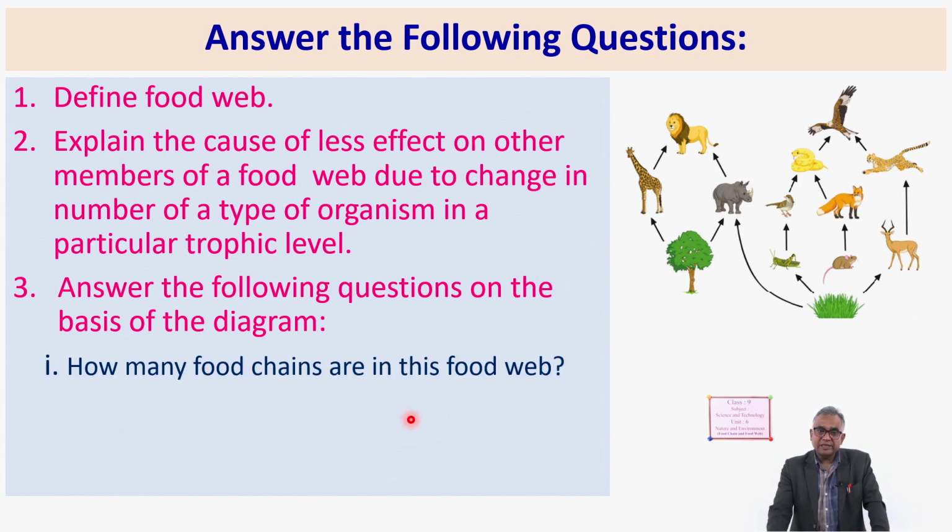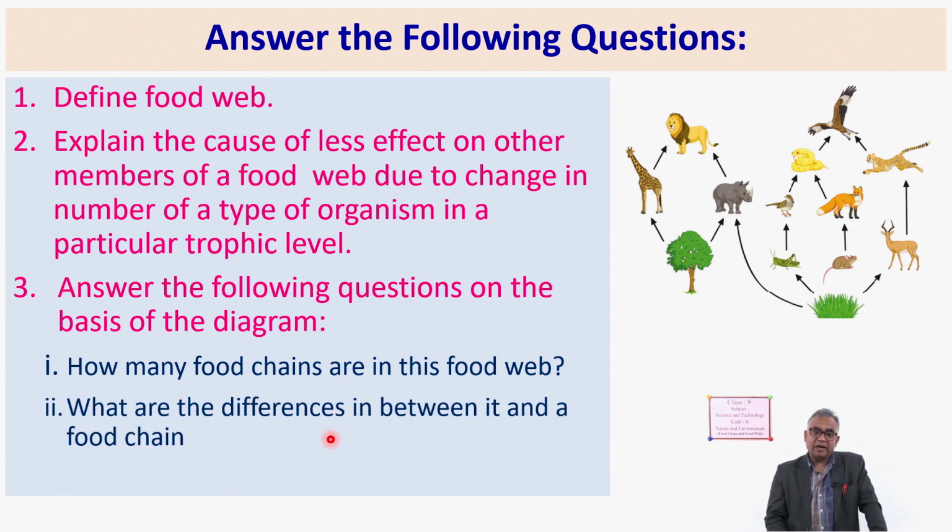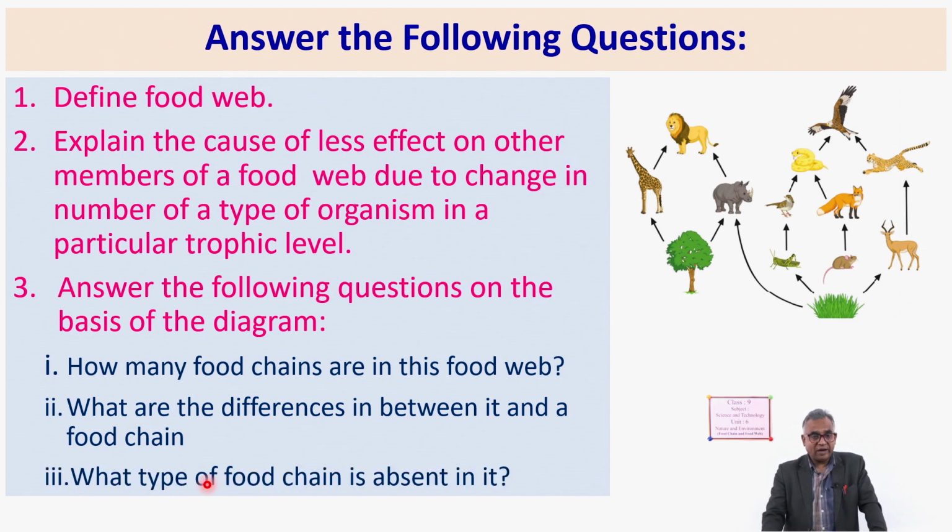How many food chains are in the food web? So you have to count it. I will not count now. And you have to write how many food chains are there. What are the differences between them? It means the whole and a food chain. That means you have to write differences between a food web and a food chain. And the final one is what type of food chain is absent in it. So you think once which type of food chain is missing here, and you have to know it.